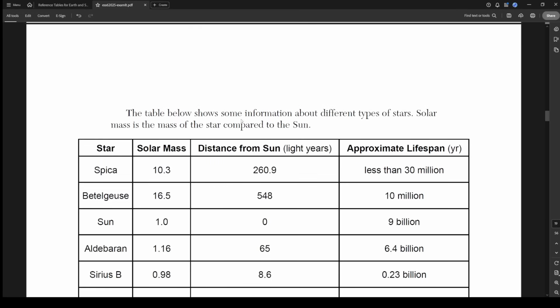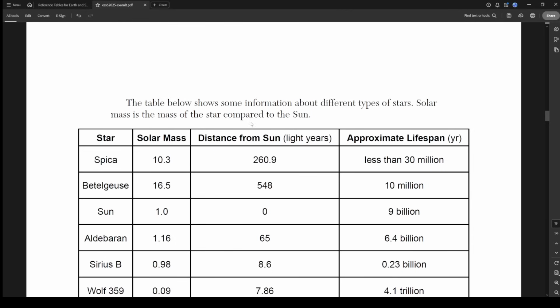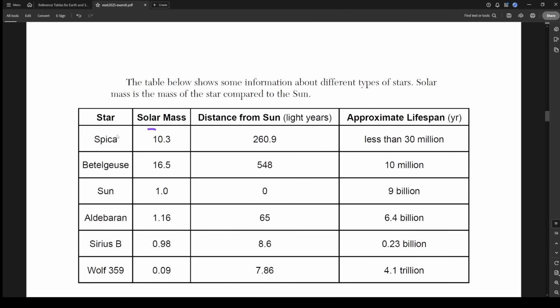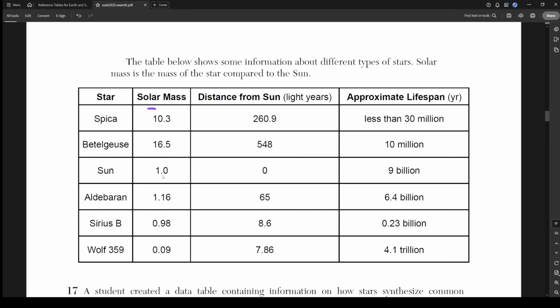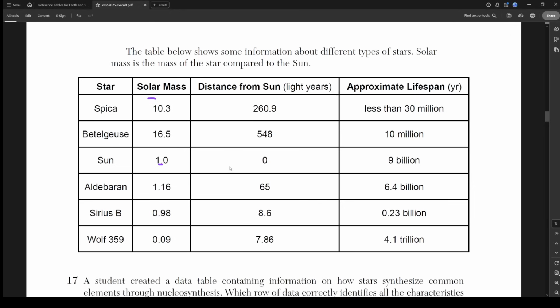The table below shows some information about different types of stars. Solar mass is the mass of the star compared to the sun. Okay, so like Spica is 10.3 times massive as the sun. The sun is 1. So the sun is our point of comparison.